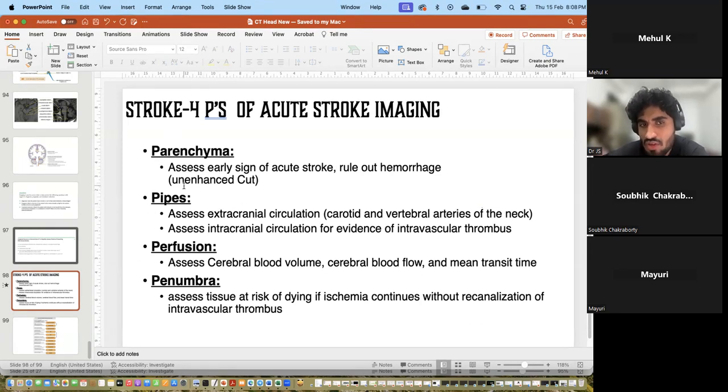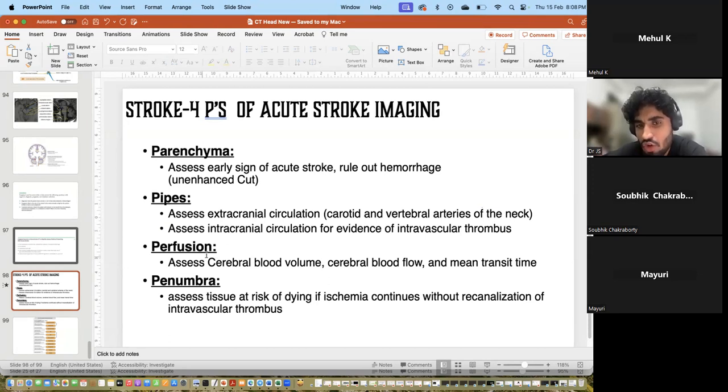Then we look at pipes. P for parenchyma is the first P, and the second P is pipes, that is, we look at vessels: the carotid, then the intracranial circulation as well, for any intravascular thrombus. Then we look at perfusion, that is the CT perfusion imaging.